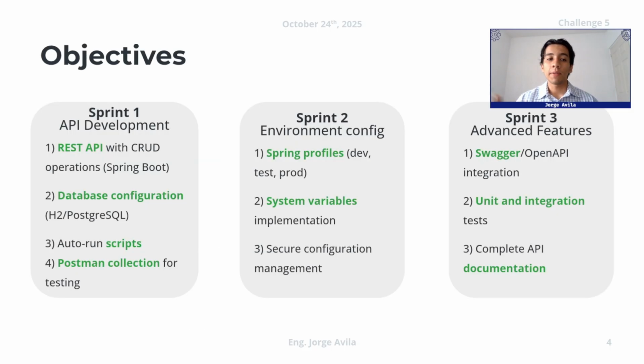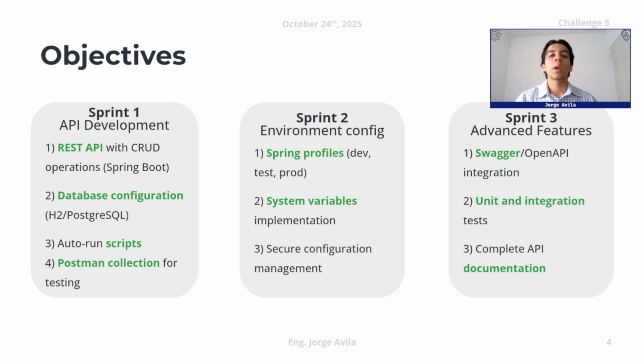The objectives of this challenge: first, we have 3 sprints. Sprint 1 is the API development. The first objective of this sprint is a REST API with CRUD operations using Spring Boot. The second objective is the database configuration, H2 for testing and development environments, and PostgreSQL for the production environment. Third, auto-run scripts to auto-run the project and install all the dependencies. Fourth, the Postman collection for testing.